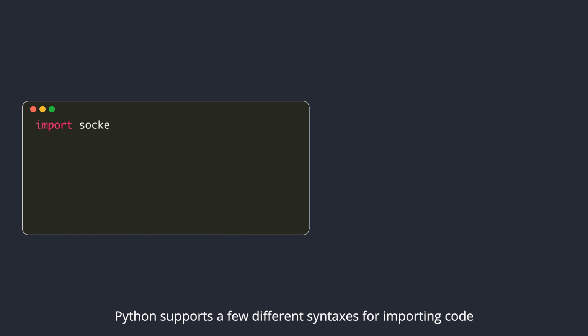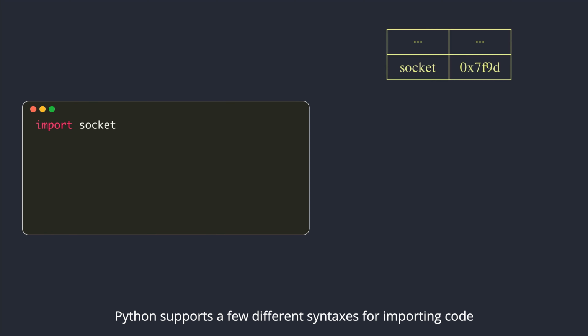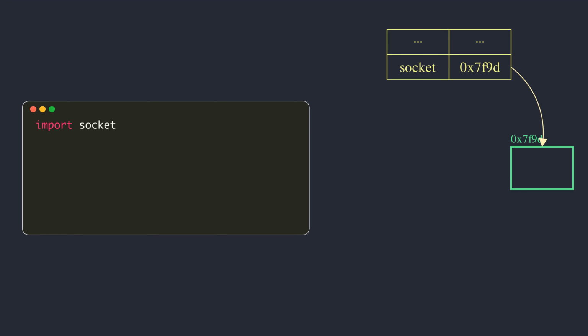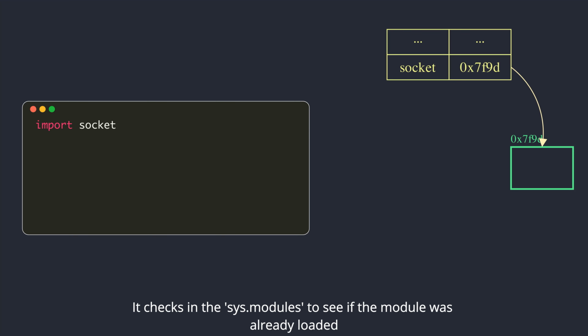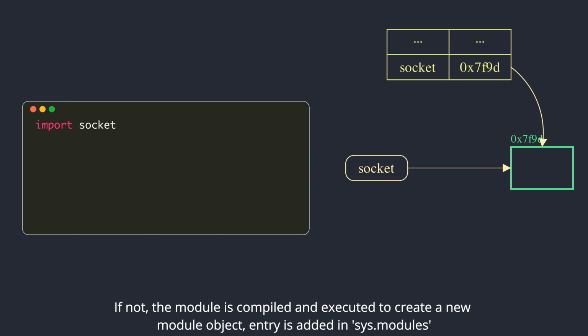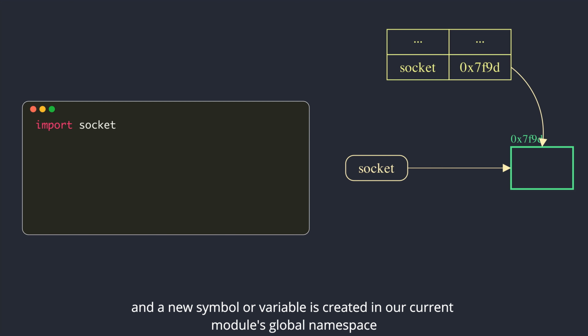Python supports a few different syntaxes for importing code. We have already seen what the basic import statement does. It checks in sys.modules to see if the module was already loaded. If it's present there, a reference to the module object is returned. If not, the module is compiled and executed to create a new module object, an entry is added in sys.modules, and a new symbol or variable is created in our current module's global namespace.